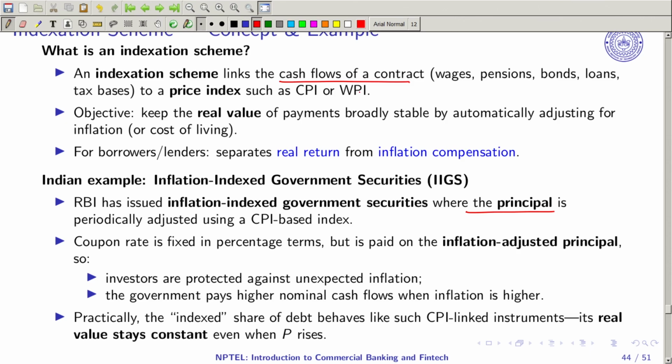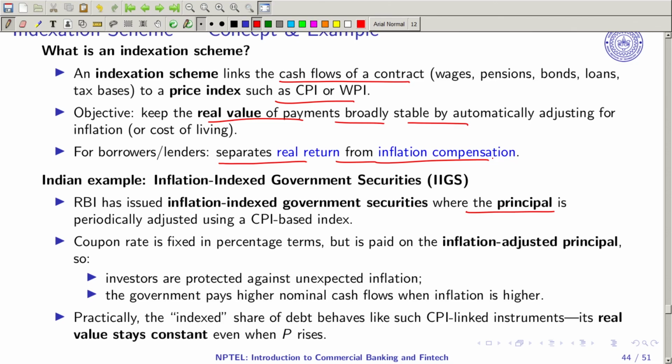Indexation is basically linked to the cash flow of a contract, like wages, pensions. Whenever we see an increase in prices, we see revision in the wages of the individual, salaries, bonds, loans. And what is the reference? The reference is with respect to CPI or WPI. What is the objective? To keep the real value of the payments broadly stable by automatically adjusting for inflation. For borrowers and lenders, it separates real return from the inflation compensation. So this is what it implies.